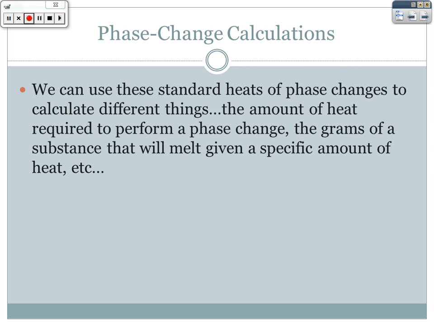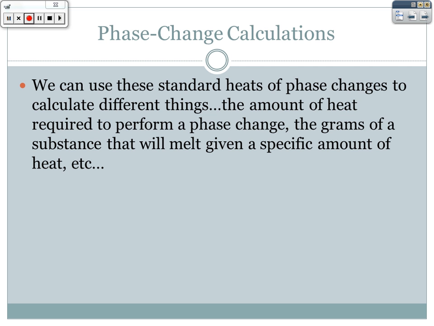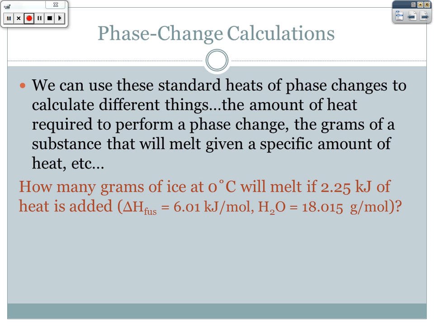So let's look at a phase change calculation. We can use these standard heats of phase changes to calculate different things: the amount of heat required to perform a phase change, the grams of a substance that will melt given a specific amount of heat, etc. So my question then is, how many grams of ice at 0 degrees Celsius will melt if 2.25 kilojoules of heat is added, given that the delta H of fusion is 6.01 kilojoules per mole, and water has a molecular weight of 18.05 grams per mole?